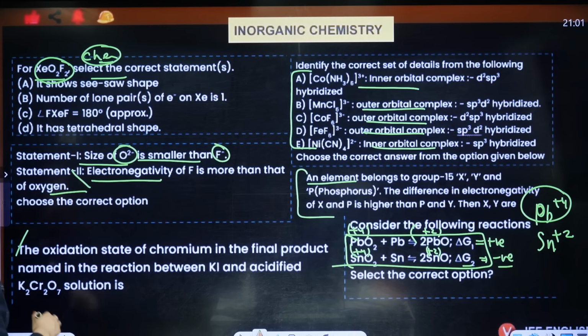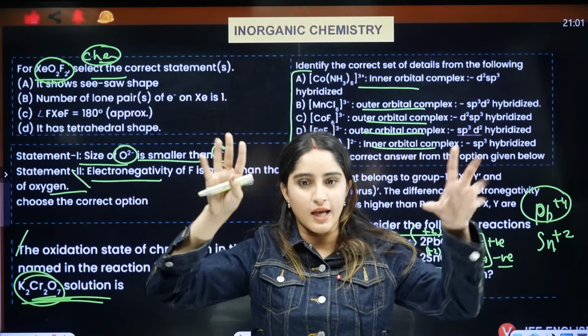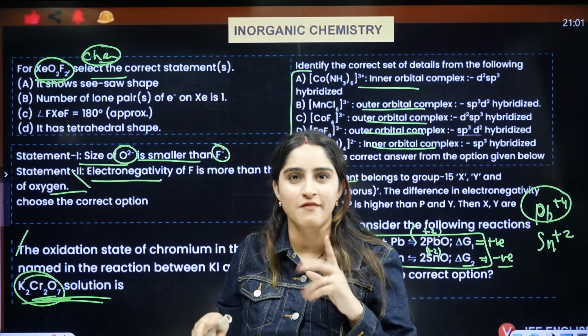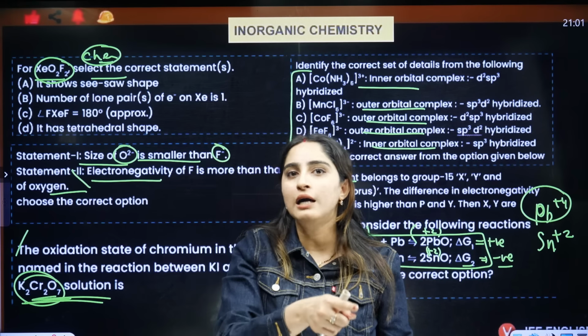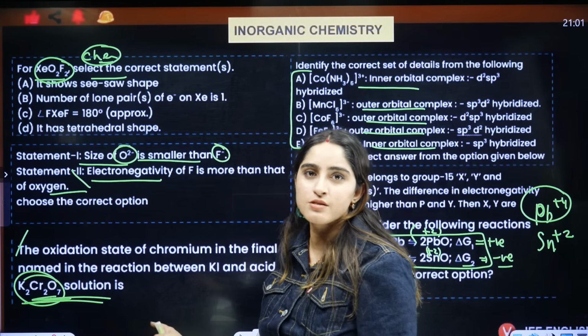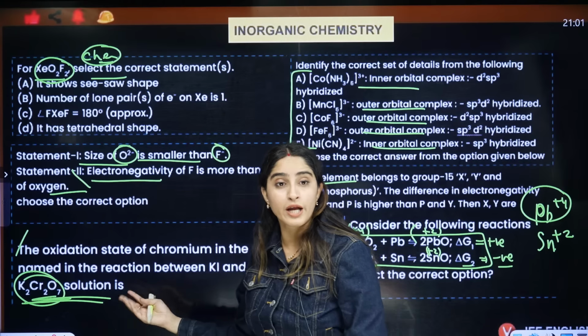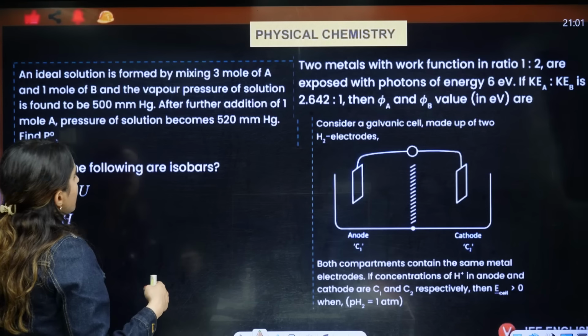And can you see this here? K2Cr2O7 solution again. In the first two shifts, they asked about KMnO4 and K2Cr2O7. Then they didn't ask any question on that. Now, on the third day, in the last shift, they are asking you this question. That means tomorrow also the chances of KMnO4 and K2Cr2O7 increase.